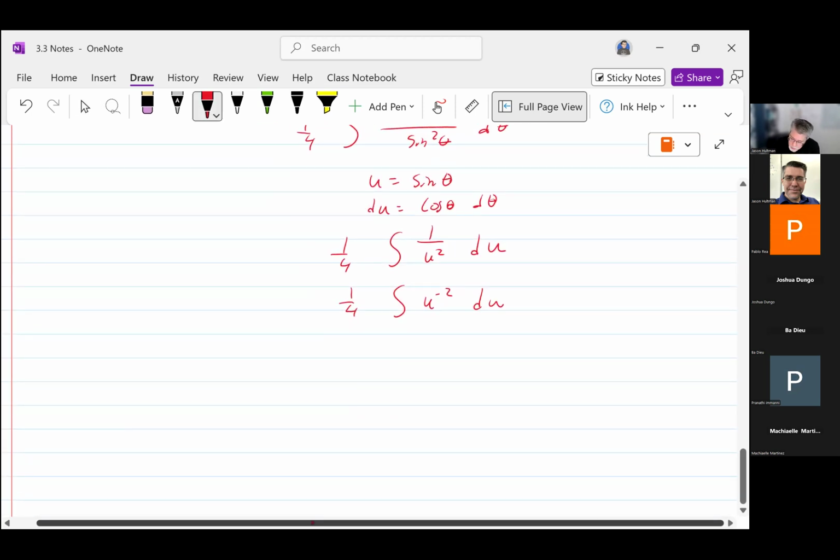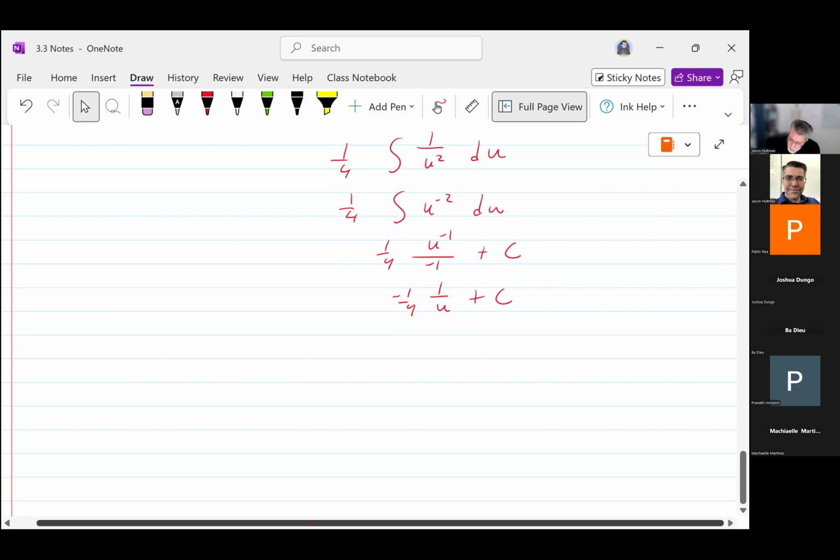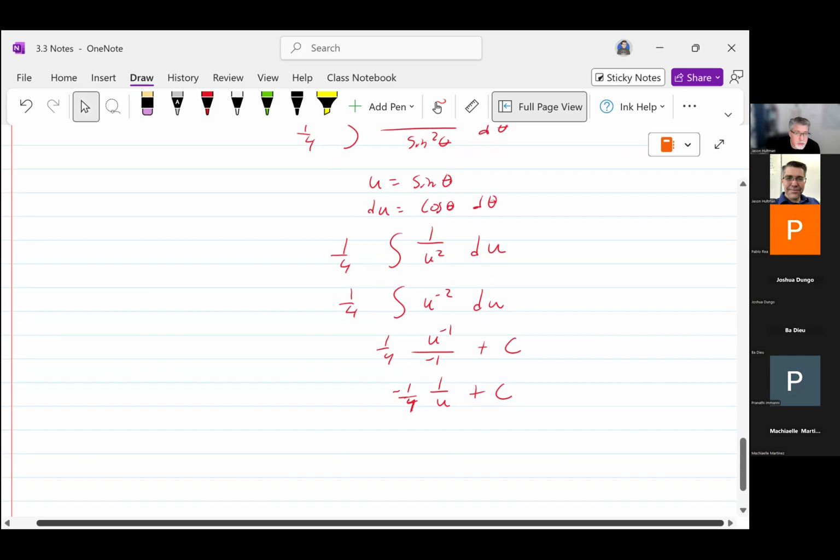So we want to add 1 to the exponent and then divide by the new exponent. So this is going to become U to the negative 1 over negative 1, times 1/4, plus C. So this is going to become negative 1/4 U to the negative 1, that's 1 over U, plus C. But what was U? Well, back here, it was sine theta.